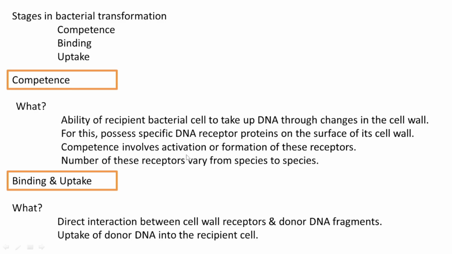It involves activation or formation of these receptors on the bacterial cell wall. And the number of these receptors varies from species to species. Okay, that is competence. Then binding and uptake. What does it mean? The direct interaction of the donor DNA fragment with the receptor on the cell wall. That is that process. And after that interaction, the donor DNA is taken into the recipient cell.